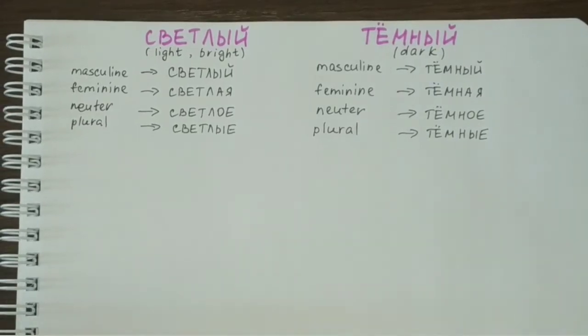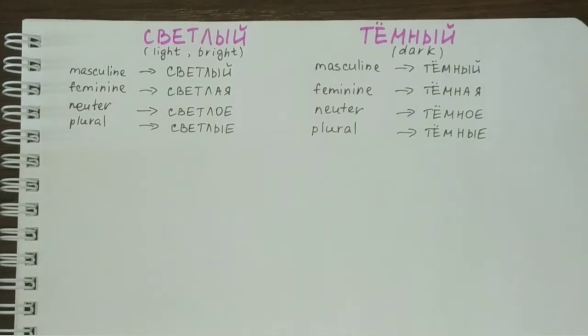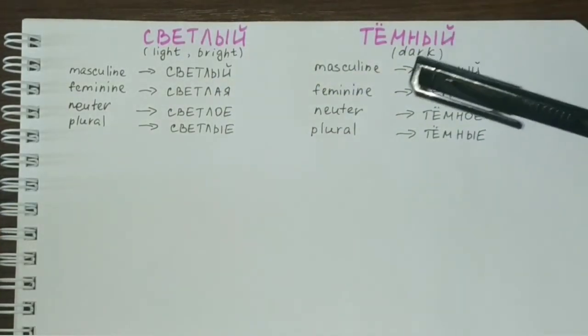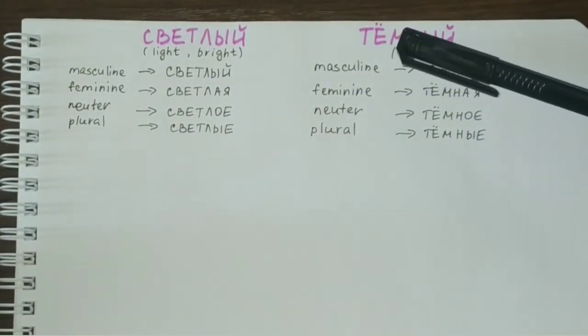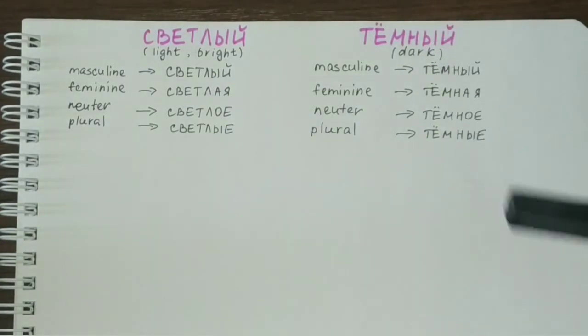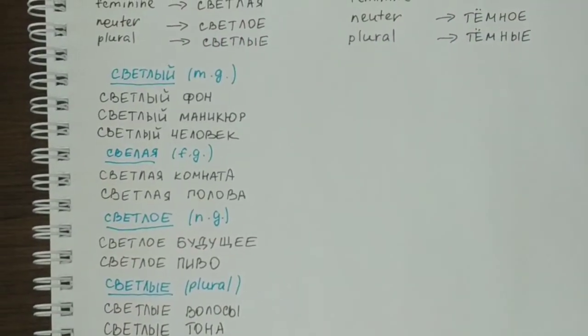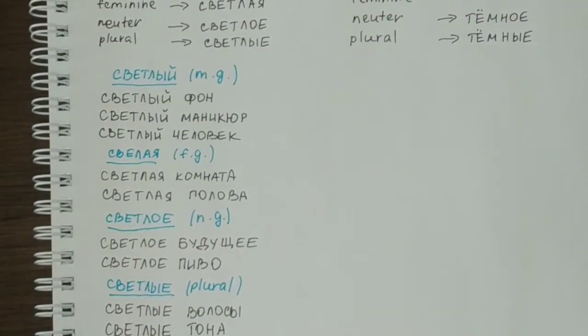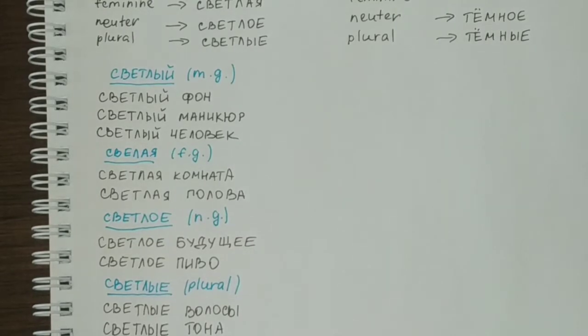So now let us go over some examples for each of the forms. I will give you some phrases and we'll translate them, and maybe we remember some of the set expressions that I'll give you today. So here we can see some of my examples for all of the gender and plural forms of the adjective светлый. Let us go over them, and I'll give you the translations and explain the unclear parts.